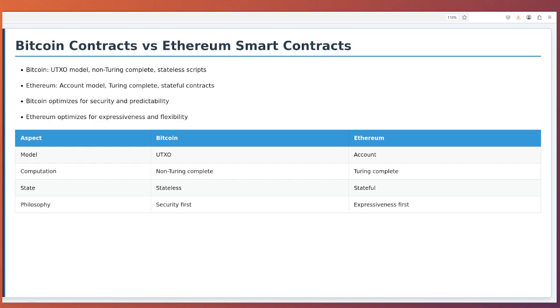Bitcoin's conservative design prioritizes security for a global monetary system. The limited feature set prevents certain classes of vulnerabilities. Ethereum's expressive design enables more sophisticated applications but requires careful auditing. Bitcoin is increasingly adding sophisticated contract features, but through careful, incremental improvements that maintain security and decentralization. The philosophies reflect different priorities: monetary store of value versus computational platform.